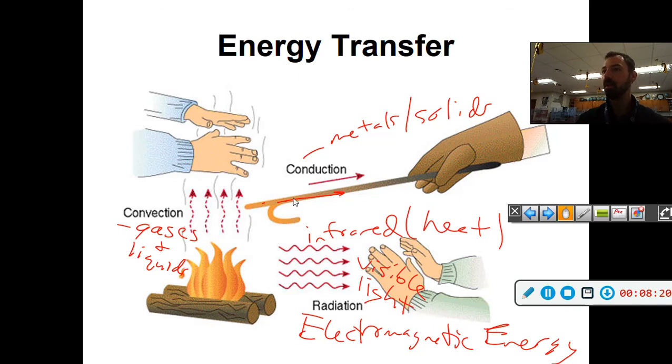Here's a metal poker in the fire. That's conduction because it's a metal and solid. That's why they have to wear that heat-proof glove, or otherwise that person would be getting burned pretty badly.